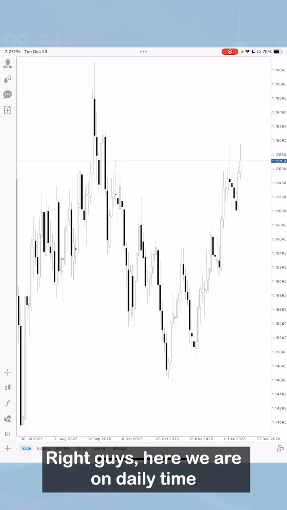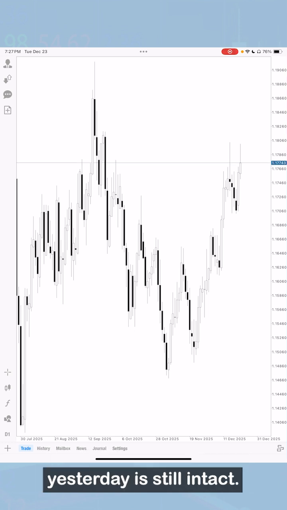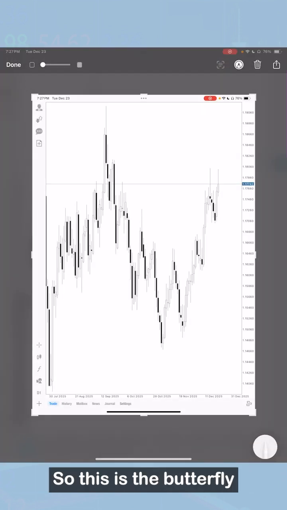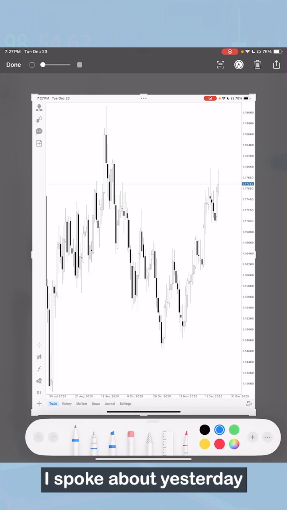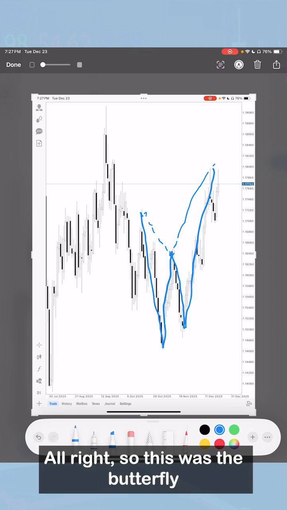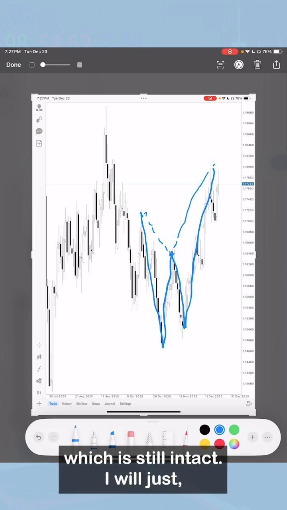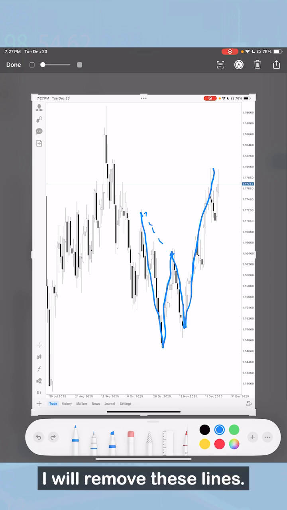Right, guys, here we are on the daily time frame of EUR USD, and the butterfly which I spoke about yesterday is still intact. So this is the butterfly I spoke about yesterday. All right, so this was the butterfly which is still intact. For the clarity of the screen, I will just remove these lines.